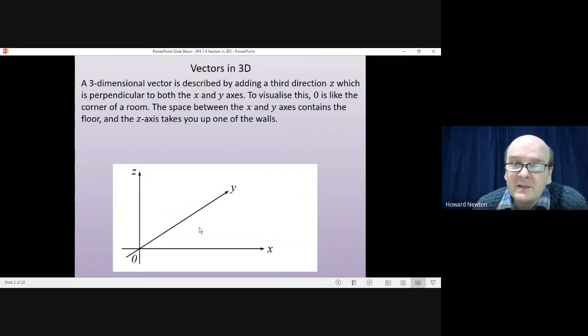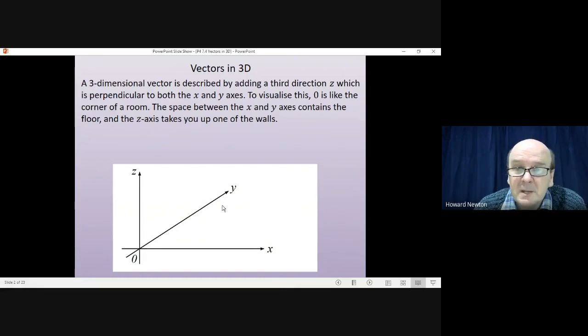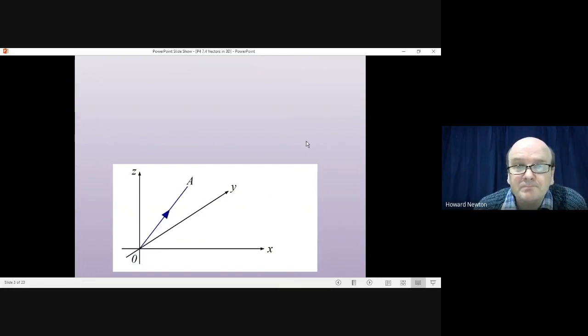A 3-dimensional vector is described by adding a third direction z, which is perpendicular to both the x and y axes. To visualize this, the origin is a little bit like the corner of a room, and the space between the x and y axes would contain the floor of the room. And the z-axis would be taking you up one of the walls.